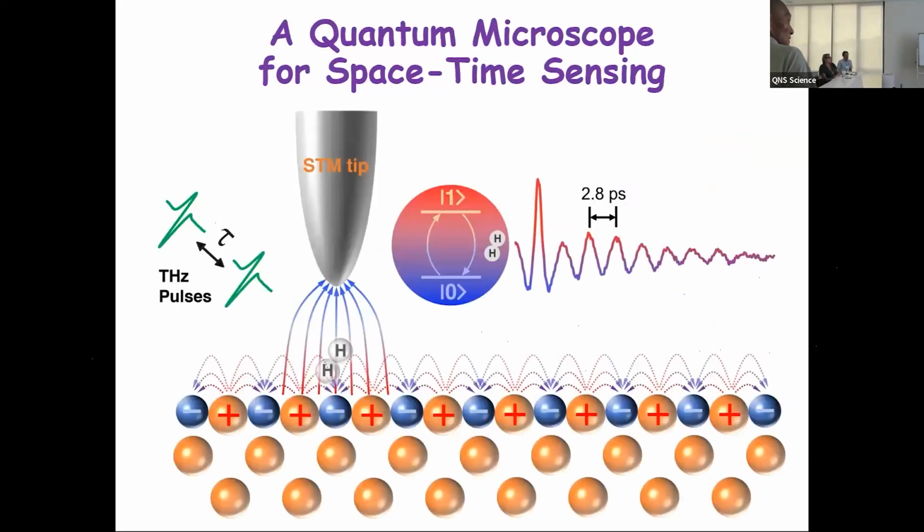So what I want to leave you with is that this is a microscope whose signal comes from the superposition of the two states in this double well. You can watch the Ramsey oscillation between the two, and that shows up as an oscillation of the DC current that we measure in this microscope. This oscillation frequency is sensitive to the electric field established by the charge distribution of the sample you're looking at, and also to the DC field applied between the tip and the sample. Both of these fields will affect the energy spacing between the two levels due to the nonlinear Stark shift.